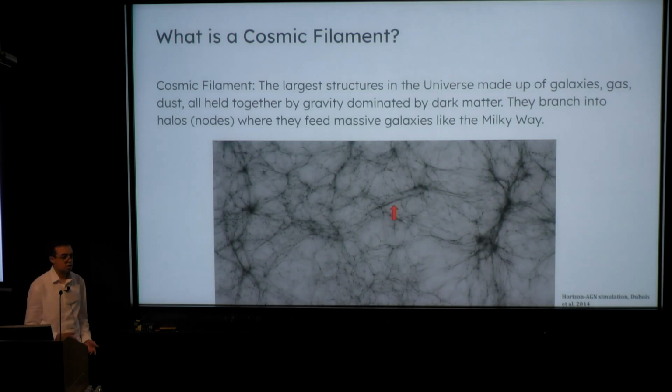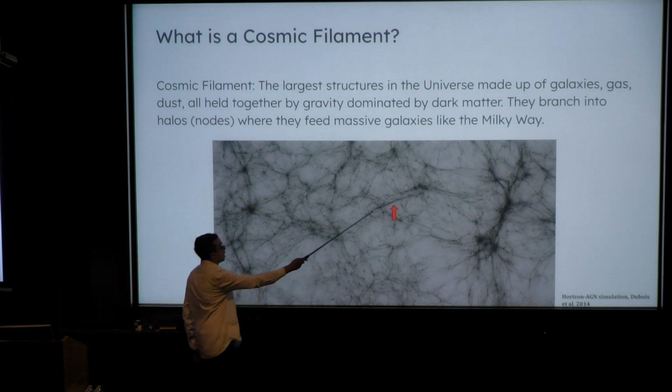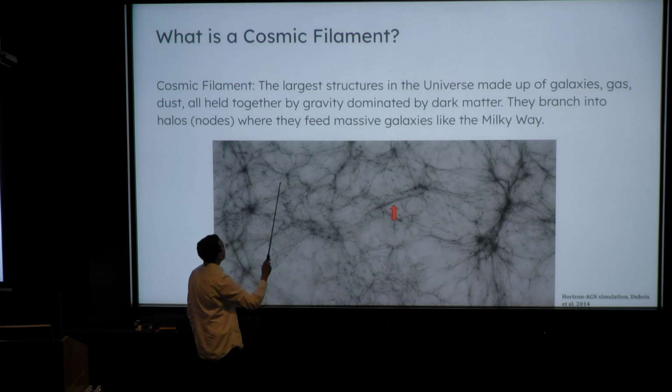Cosmic filaments are the largest structures that we know of so far in the universe. They are made up of gas, galaxies, and a whole lot of dust. And they're all held together gravitationally by dark matter. They branch into nodes where they feed large galaxies like our own galaxy, the Milky Way. And these little lines right here are what we call our filaments, the ones that just cross over.